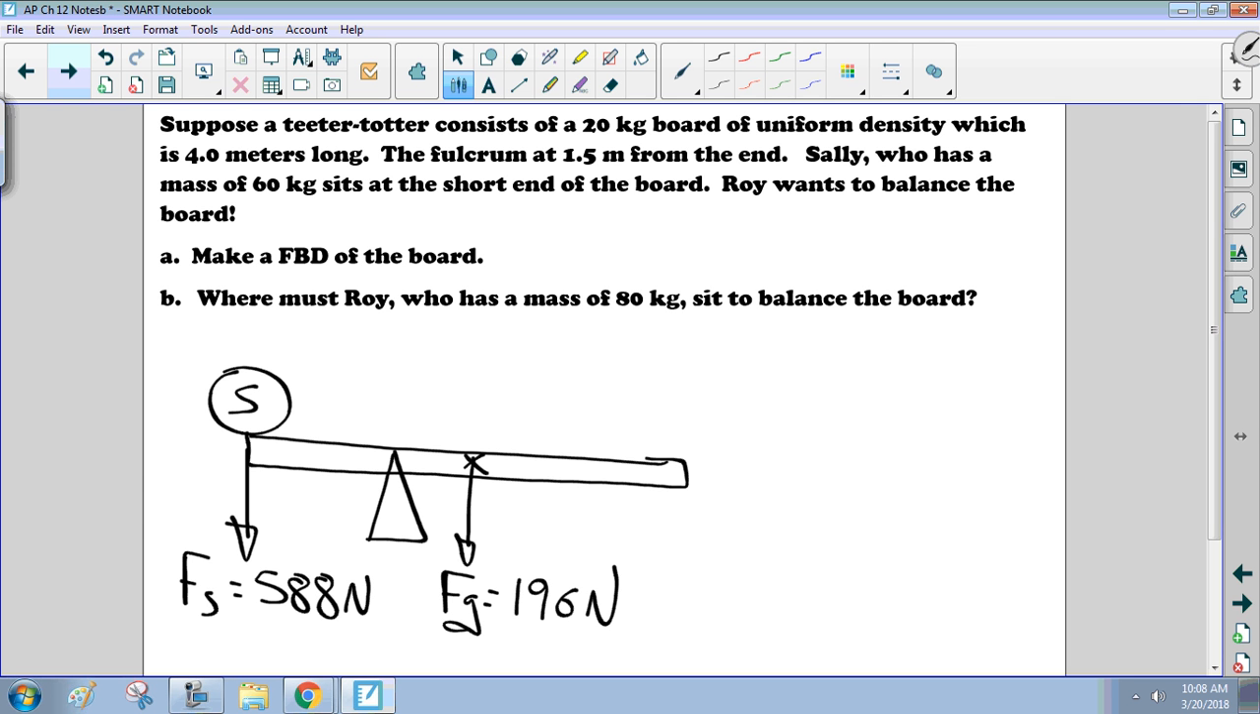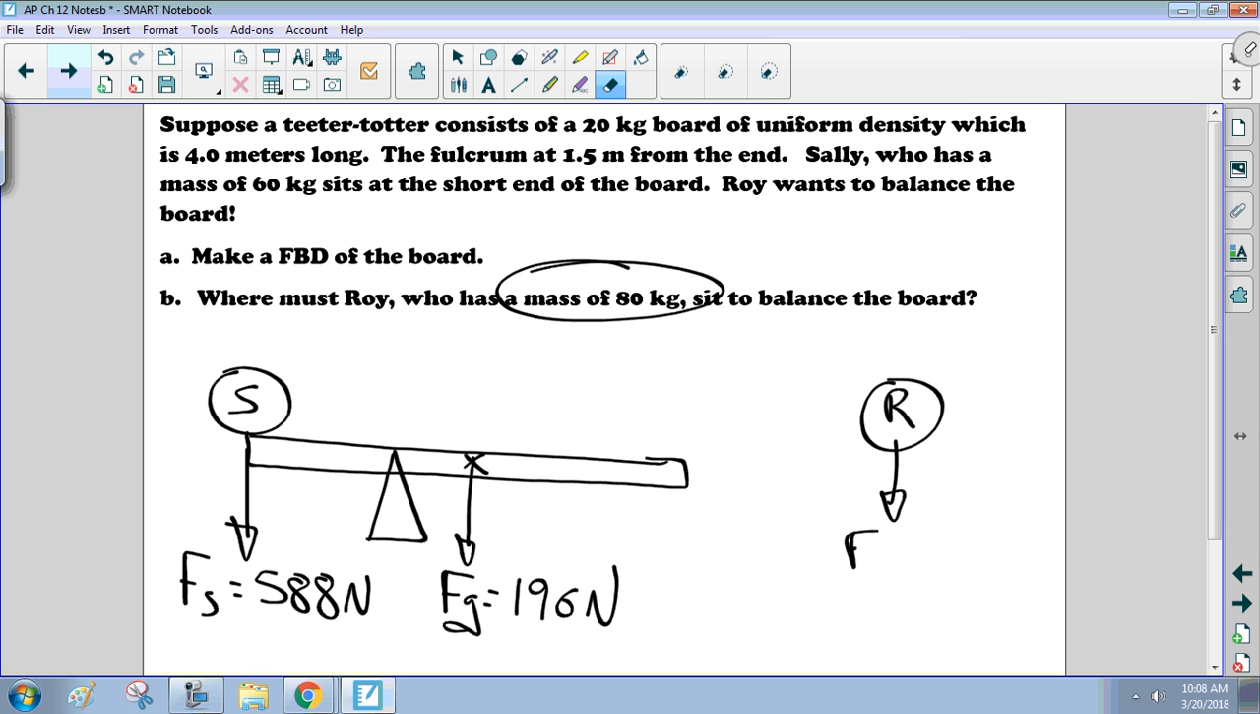All right, so A says make a free body diagram of the board. Oh, shoot, I forgot to move this. Roy's mass is 80 kilograms. Which way is positive? We'll come back to that in a second. All right, so here's Roy. I know that his force of gravity, oops, sorry, I wanted to label that FR, force of Roy. So 80 times 9.8 is 784 newtons. Cool. I'm going to put a little question mark over him because I don't know where he's going to go. I know he's going to go on the board somewhere. I just don't know where. Follow?